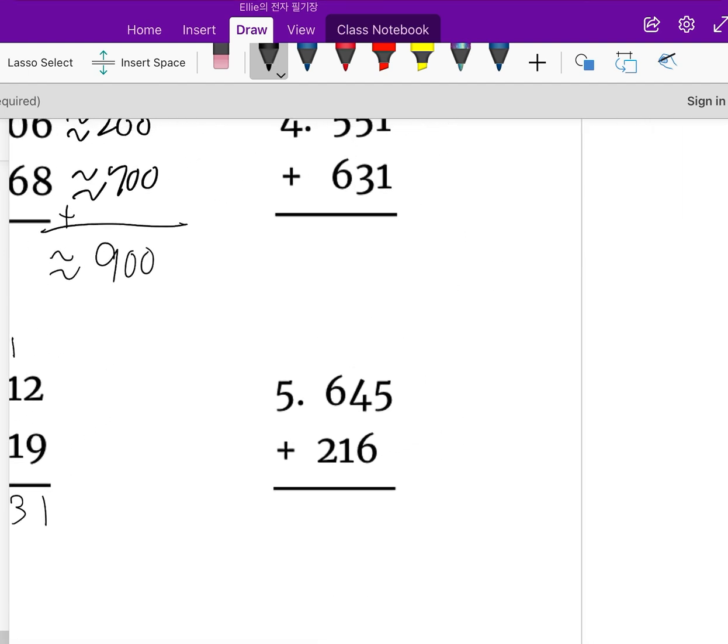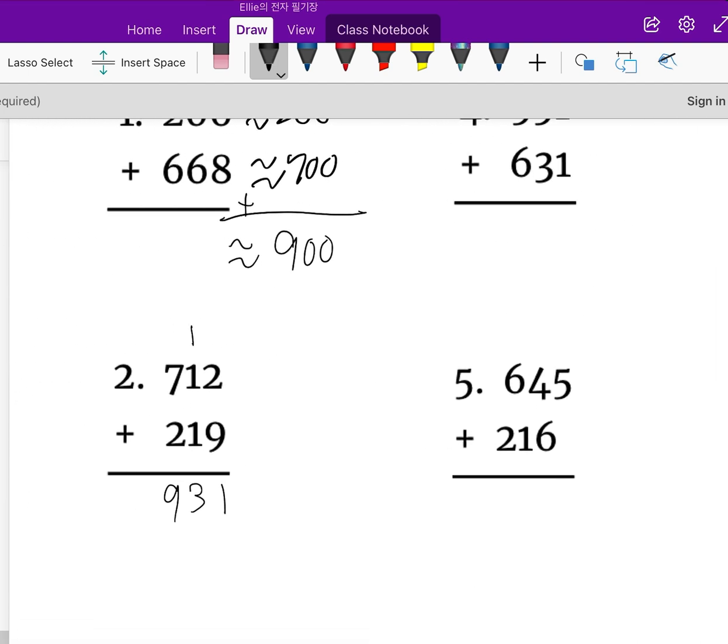For number 5, before that, we have to round this, right? So this is the actual answer if you want to compare it. And when you round the 712, it should be 700 since it's closer to 700 than it is to 800. And we'll round 219 to 200 too. So when you add it, it's gonna be about 900. And it's still accurate, right? Because 931 is still closer to 900.